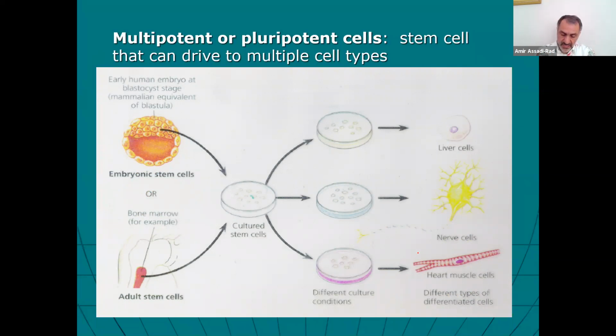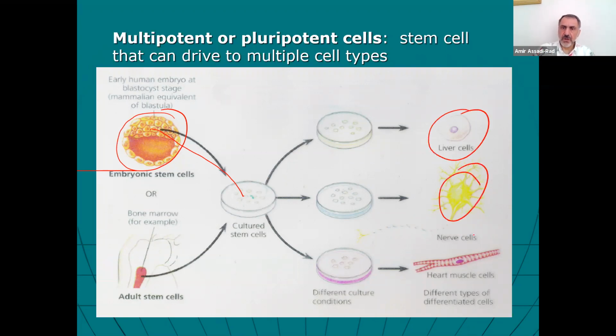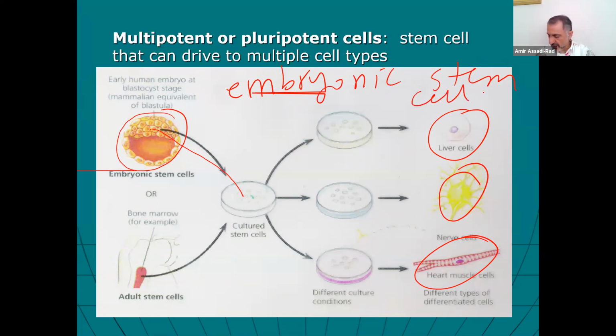Now, when we are talking about the embryo, this is a blastula, as you already know. They take the cells in here and put them in different chemicals in a petri dish, and they get a variety of cells. They get liver cells, neurons, cardiac muscle cells. This route is called embryonic stem cells.